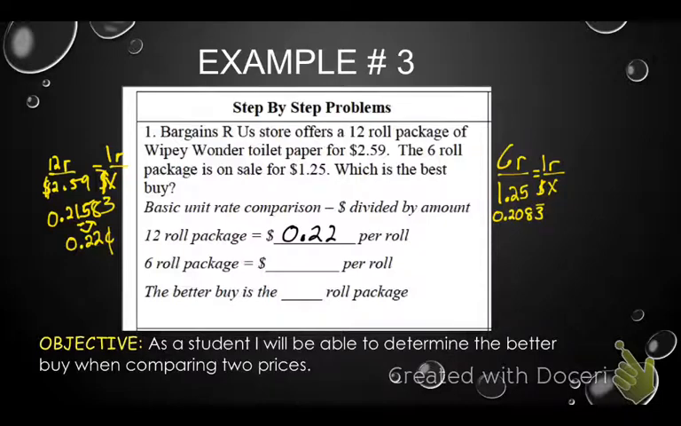So what do we do? Well, remember, I look at the second number because we talk about money. Look at the one next to it, that's bigger than 5, or 5 or above. So this one has to go up 1, which means it's 21 cents. So our answer for this one is actually 21 cents per roll. So, wow, that's pretty interesting. One of them costs 22 cents, one of them costs 21 cents. The better buy is, well, let's look at which one's smaller. The 21, that's the 6-roll package, so the better buy is the 6-roll package.